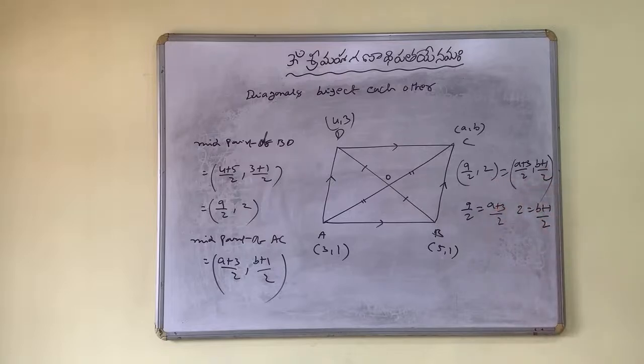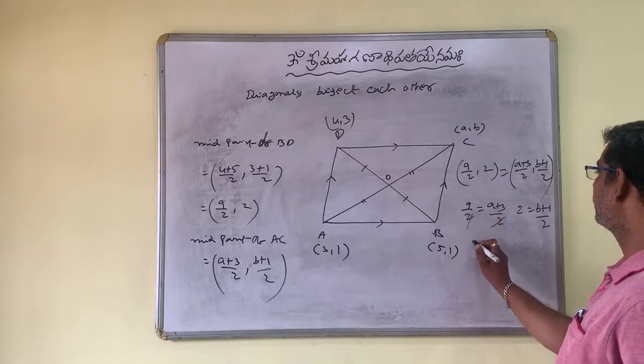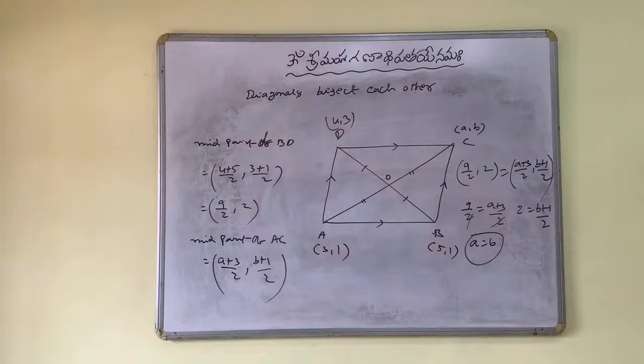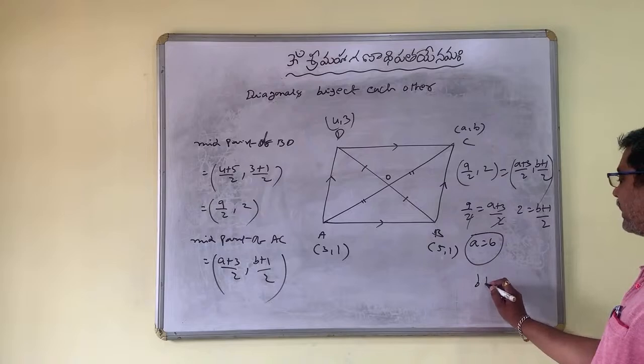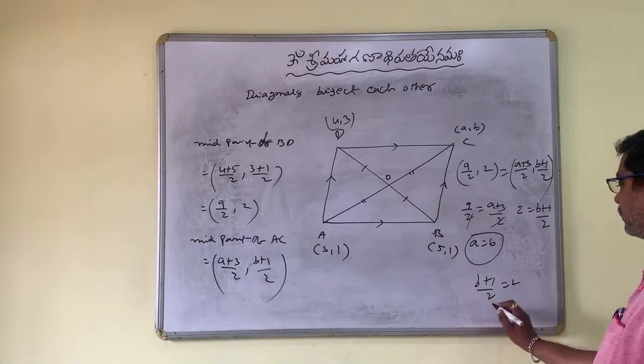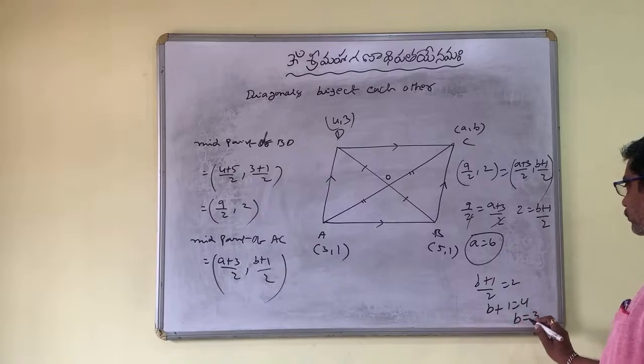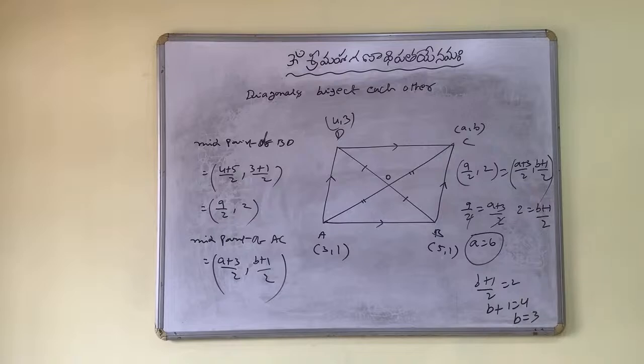Now simplify and find out. 2 gets cancelled, A is 6. And b plus 1 by 2 is equal to 2, then b plus 1 is equal to 4, b is equal to 3. B is equal to 3 and not 1. How can you say 1? So A6, B3.